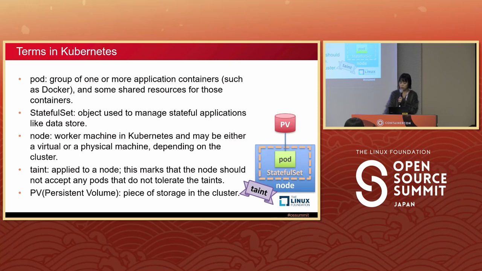Then a node is a worker machine in Kubernetes and may be either a virtual or physical machine, depending on the cluster. And then taint. A taint is a property of nodes that repels pods from being scheduled onto them, unless the pods have matching tolerations. And finally, persistent volume. A persistent volume is a piece of storage in the cluster.